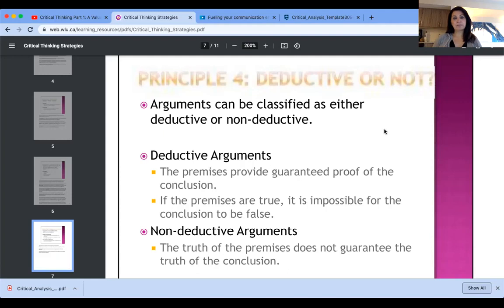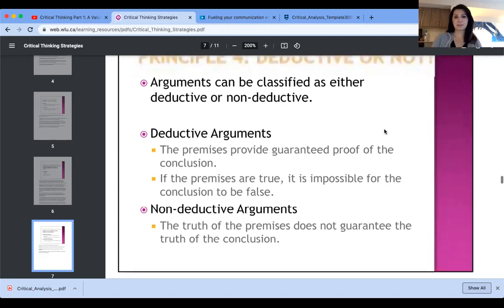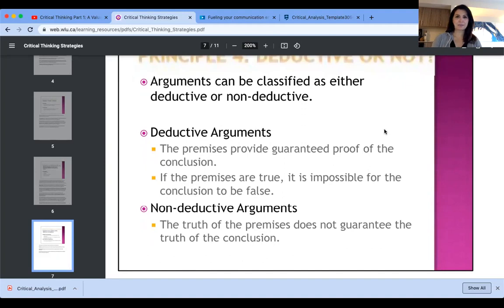With non-deductive arguments, the truth of the premises does not guarantee the truth of the conclusion. That is considered non-deductive. We're going to have tons of practice on both, and you'll get a better sense of that.